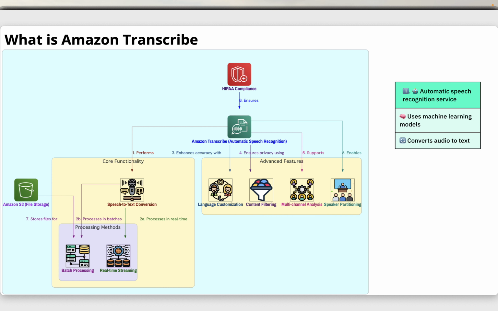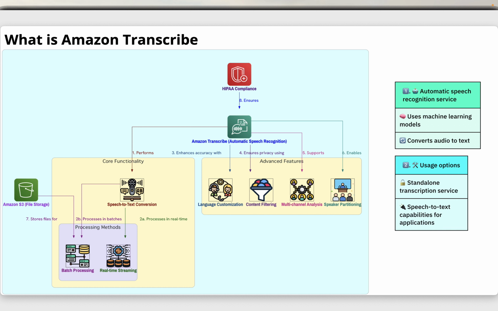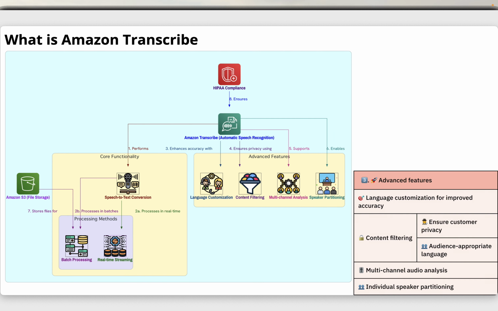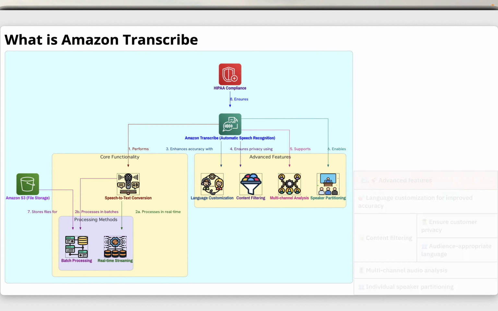Amazon Transcribe is an automatic speech recognition service that uses machine learning models to convert audio to text. Amazon Transcribe can be used as a standalone transcription service or integrated into applications to add speech-to-text capabilities. The service offers advanced features including language customization for improved accuracy, content filtering for privacy and audience-appropriate language, multi-channel audio analysis, and individual speaker partitioning.